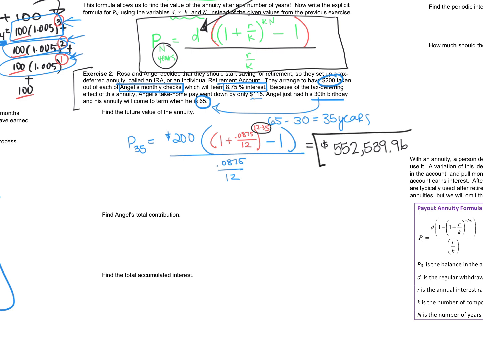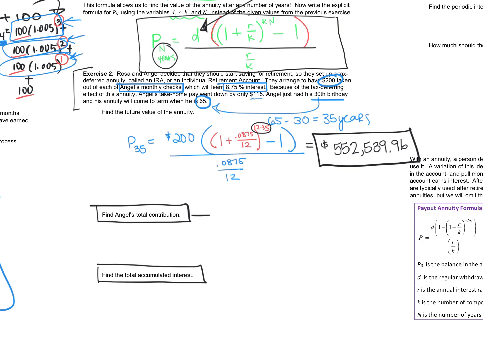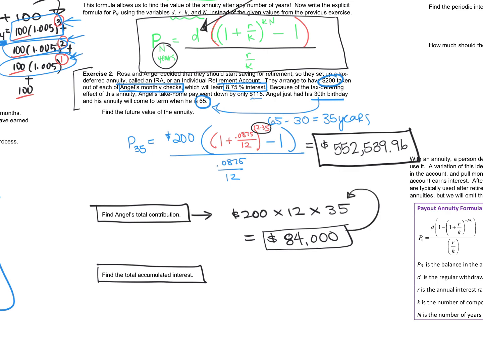So this is everything, all the payments he made plus interest. So if we want to find out really Angel's contribution and then how much interest he earned, let's think about his monthly payments. He's taking $200 every month. And so I wrote a 12 because there's 12 months in a year. And he's going to do it for 35 years. When we calculate that, it comes out to be $84,000. So he's going to deposit $84,000 over the course of 35 years.